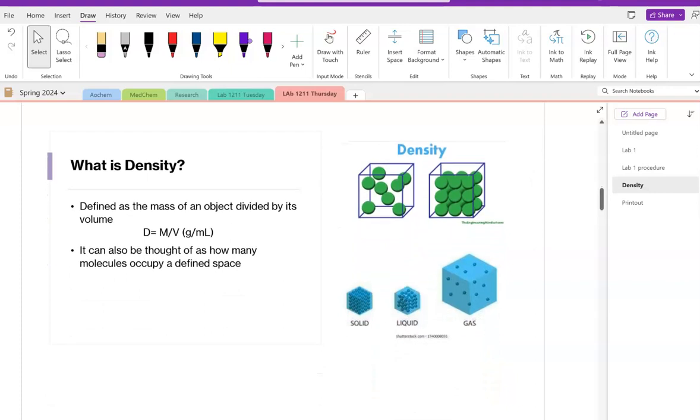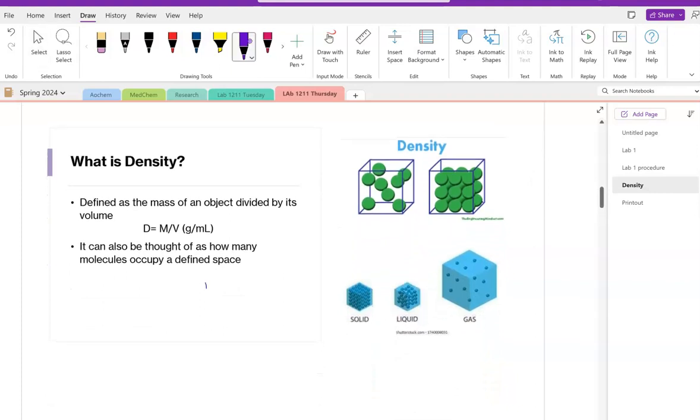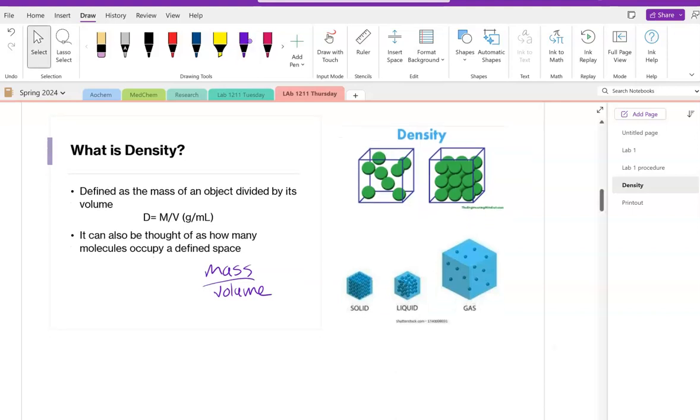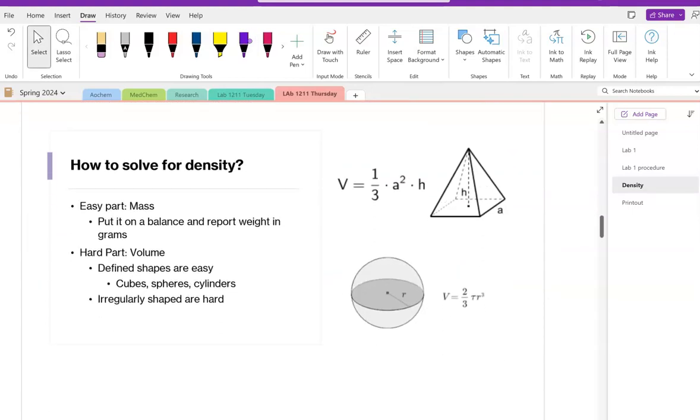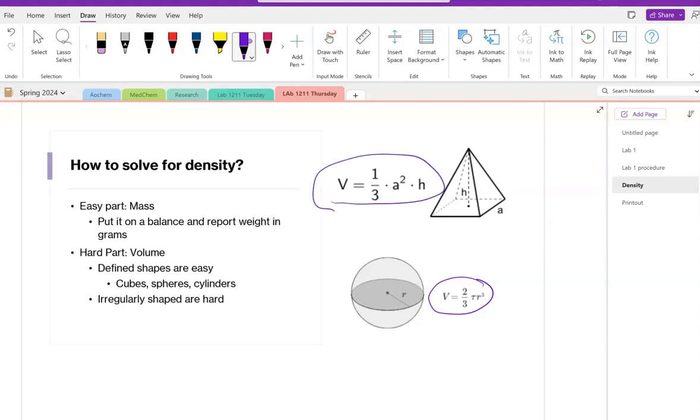So what is density? You know density as mass over volume. You learned that probably back in middle school or so, which is great when you have a cube. You do length times width times height and figure out your volume. However, it doesn't always work that way. When we have weird shapes, when we have spheres, we have to use this awful looking formula. For a pyramid, we have to use another awful looking formula.